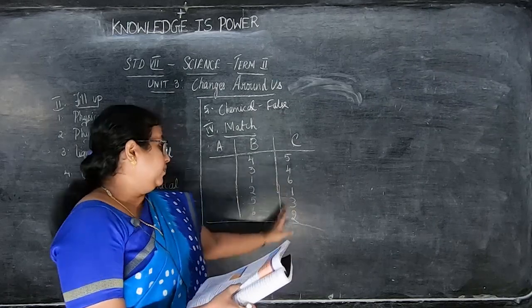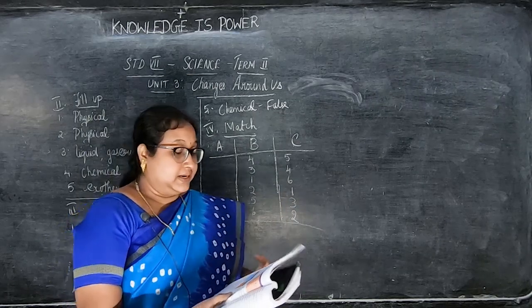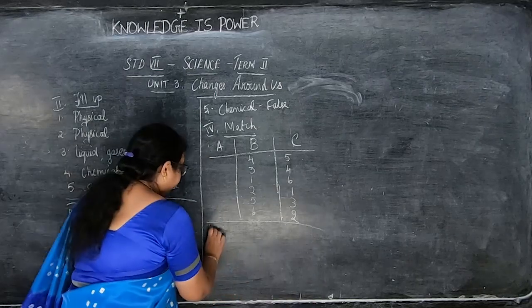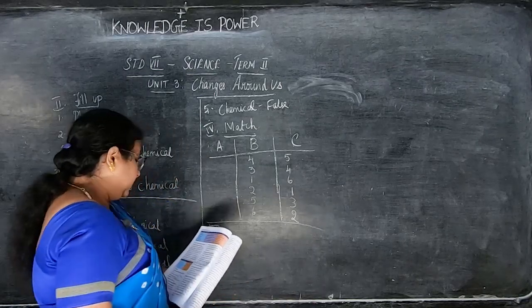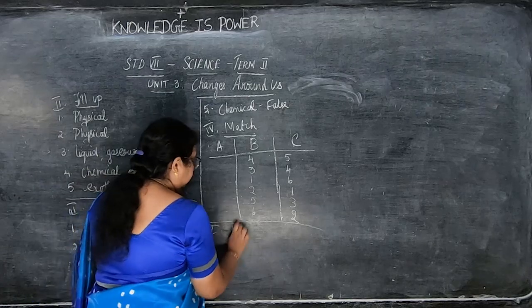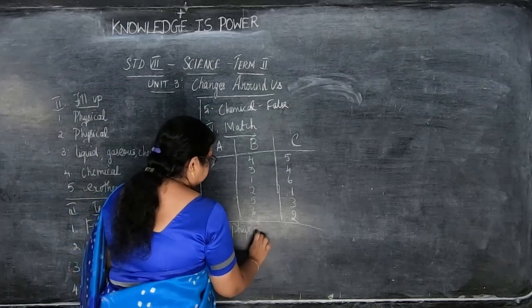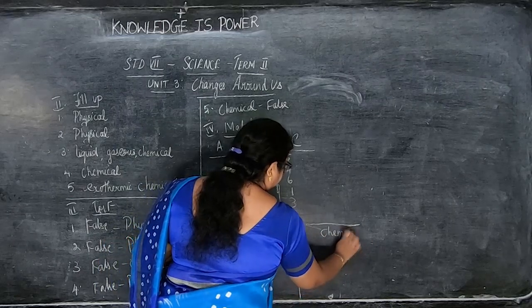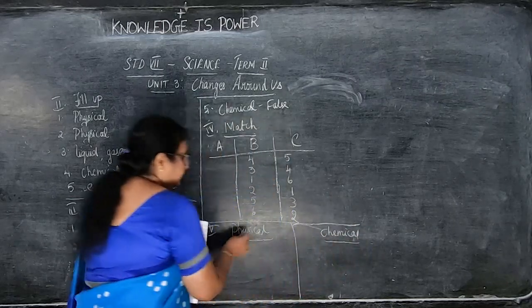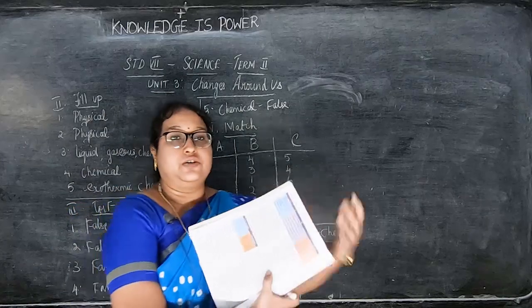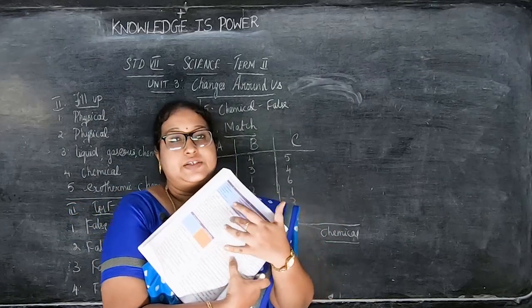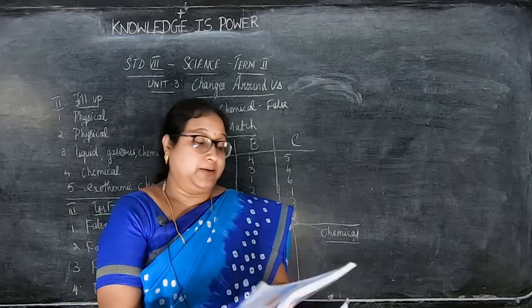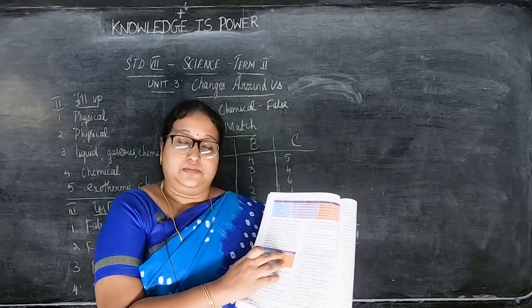Okay, children, I will arrange the numbers. The next is Roman number 5. Classify the following changes as physical and chemical change. Physical change and chemical change. So I'll tell you which is a physical and chemical change. You have to write down in this tabular column. Okay, I'll say which is a physical and which is chemical. So they have given many options.